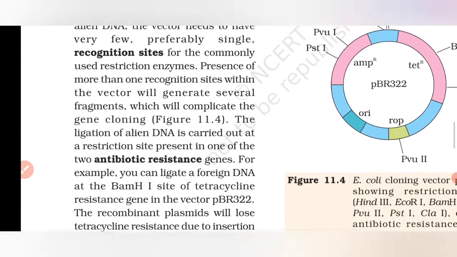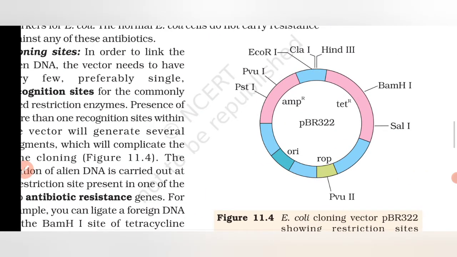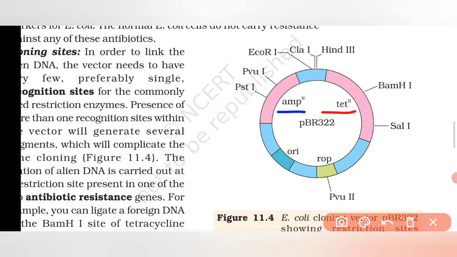So here in the diagram, they have given a vector plasmid named pBR322. So it has two antibiotic resistant genes. One is the ampicillin resistant gene, that is this one which I have marked with blue, and the other one is the tetracycline resistant gene marked with this red. The one which is underlined with the blue is ampicillin and the other one is tetracycline.